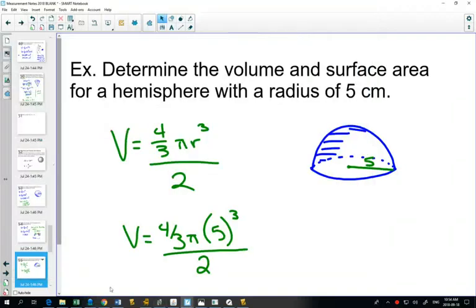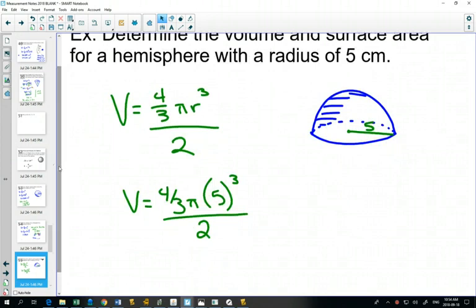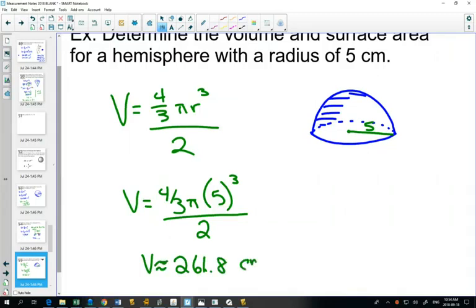261.8. It doesn't tell us what we need to round to. If it doesn't tell you what you need to round to, you get to choose. 261.8. Our units are centimeters. Volume would be centimeters cubed.